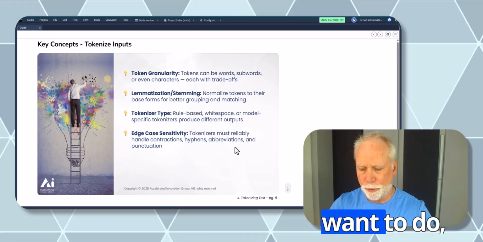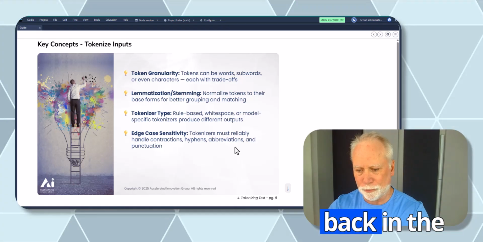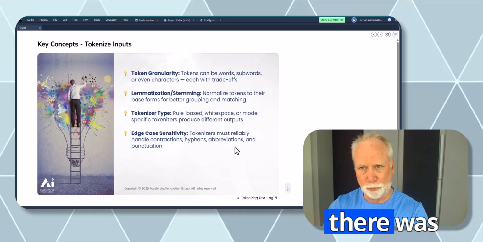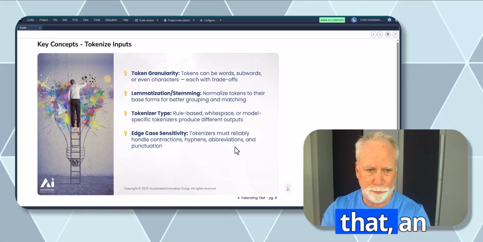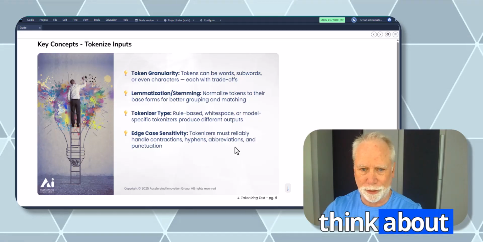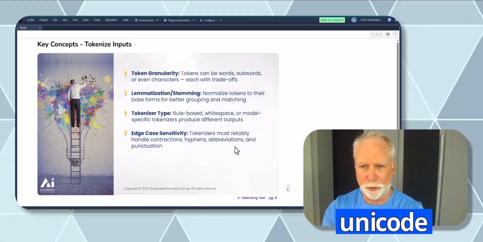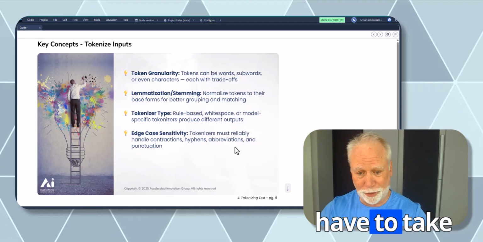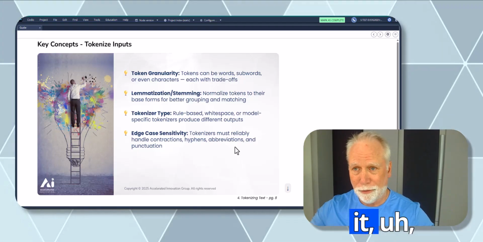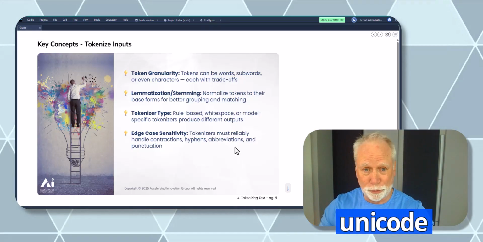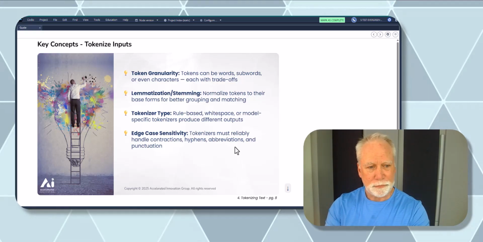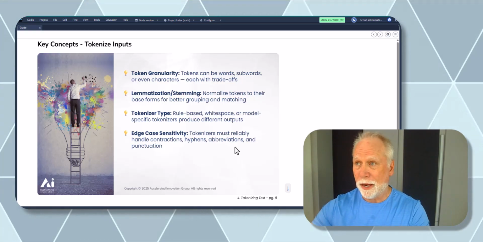A lot of times back in the day, I would home-grow this, and it was always a problem because there was always something that would show up: an extra quote we didn't think about, an escape character, some bizarre Unicode character. It would take you days. You'd have to take a file and convert it to Unicode, plowing through Unicode trying to find characters that don't print. Messy. Most of the models today handle all that.